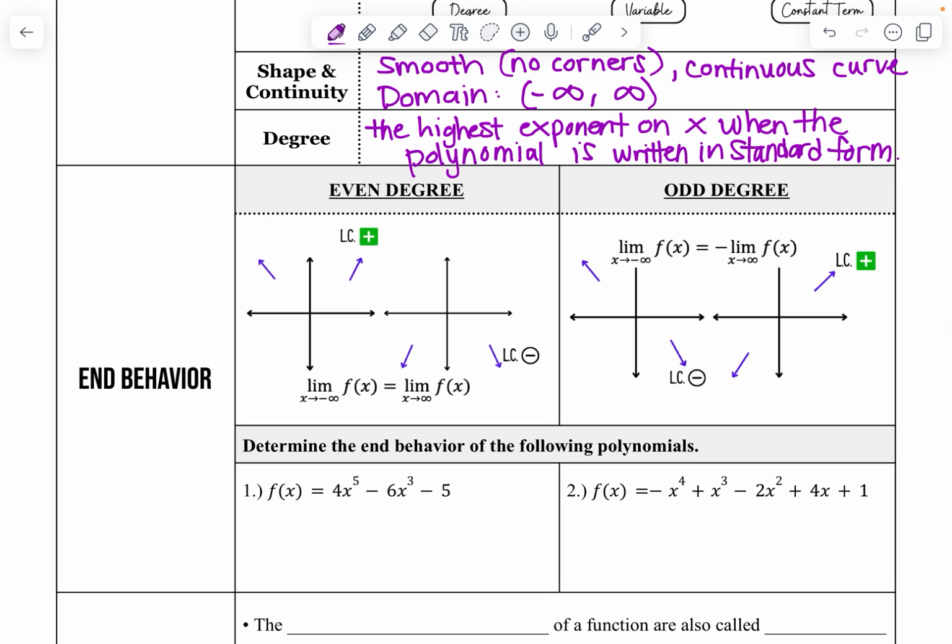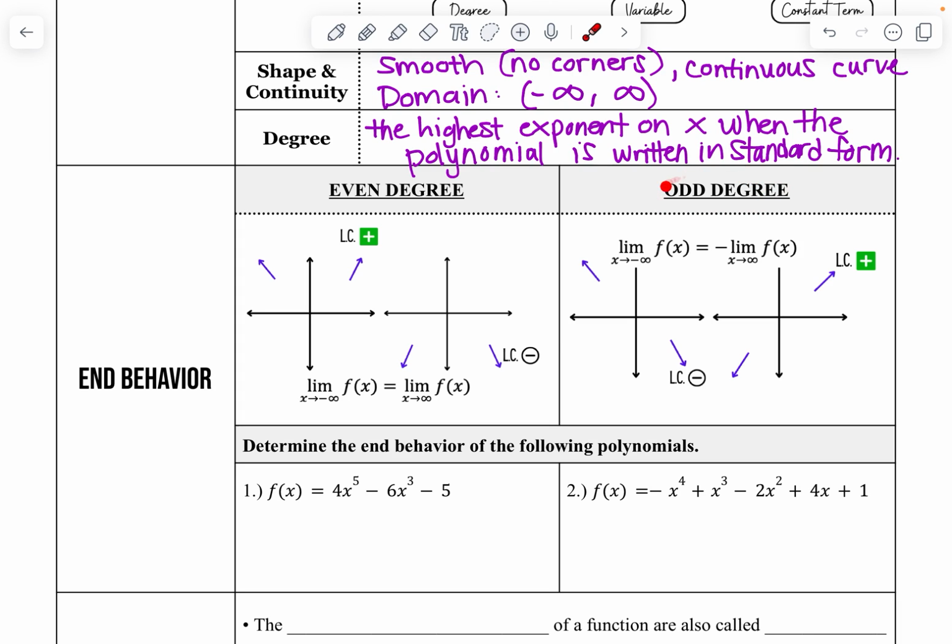Even degree polynomials. So if the biggest power on x is an even number, the ends are even. They go the same way. They both point up if the leading coefficient is positive, or they both point down if the leading coefficient is negative. And so the limit on the left side and the right side will always be equal to one another because the two ends go the same way. They either both go up to infinity or they both go down to negative infinity.